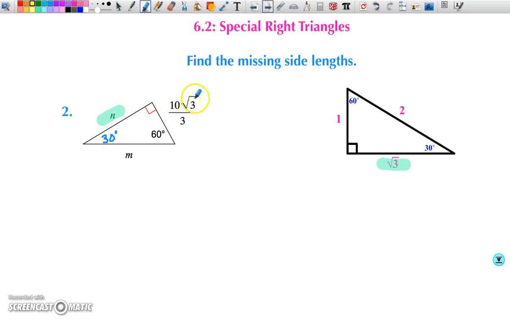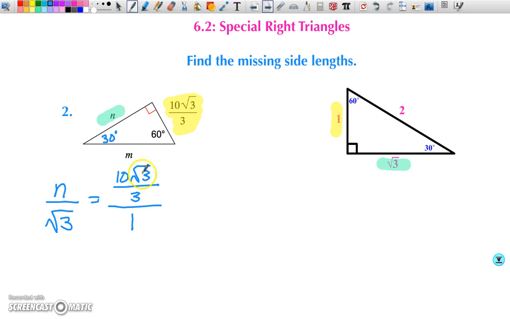And then we're going to go with 10 times the square root of 3 over 3. That's alongside your 60 and 90, and that's going to match up with 1 because it's also along your 60 and 90 side. So we go to write our proportion. We'll put n over the square root of 3 and set that equal to 10 times the square root of 3 over 3. So that's your side here, and put that over 1.